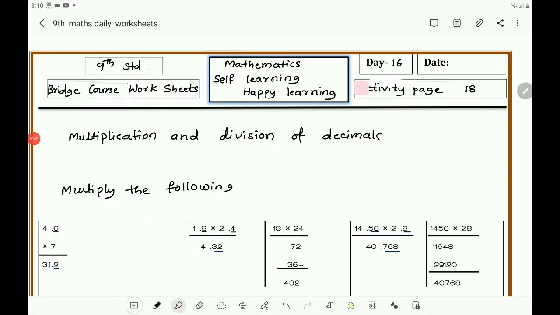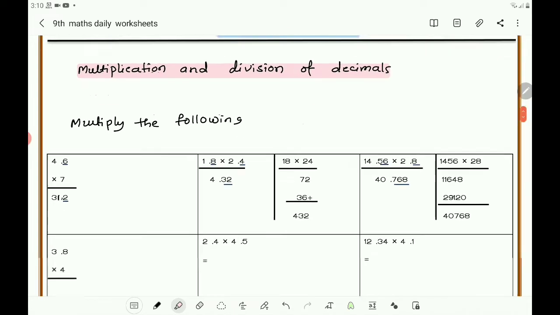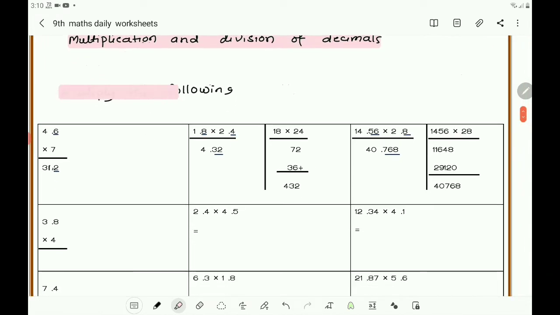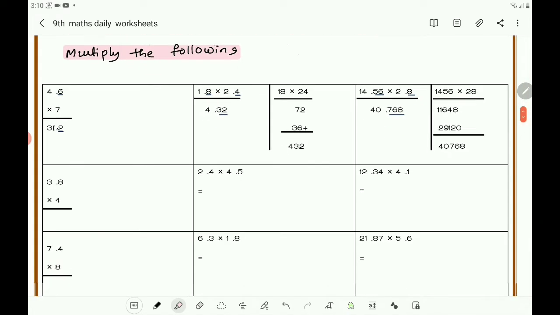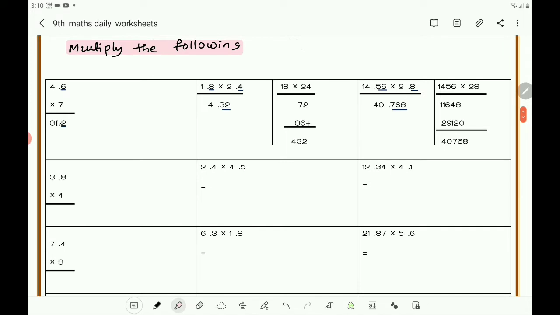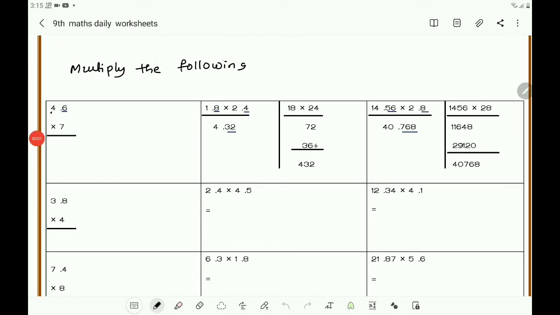Children, it is activity page number 18 for day 16. It is an activity about the multiplication and division of decimals. First you multiply the following. Children, you know the method of multiplying a number by a number. Now it is the multiplication of decimals. The first one is 4.6 into 7.